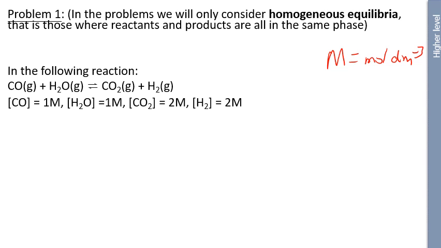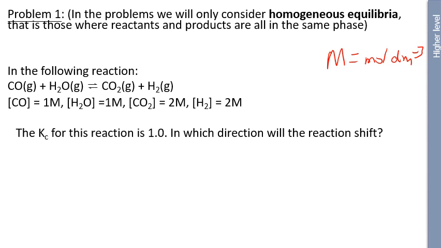So given those values, can we work out, if the Kc for the reaction is 1, what direction the reaction will shift? Pause the video now, see if you can work it out for yourself, and then we'll come back and see if you're on the right track.